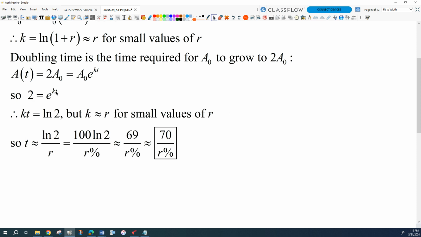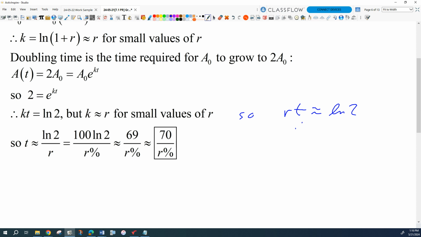2 equals e to the kt, log both sides, and we get kt equals log 2. But remember, k is approximated by r for small values of r. So we could just say rt equals log 2. Okay, so if rt equals log 2, let me write that down. rt is approximately equal to log 2. So if I solve for t, t is approximately equal to log 2 over r.